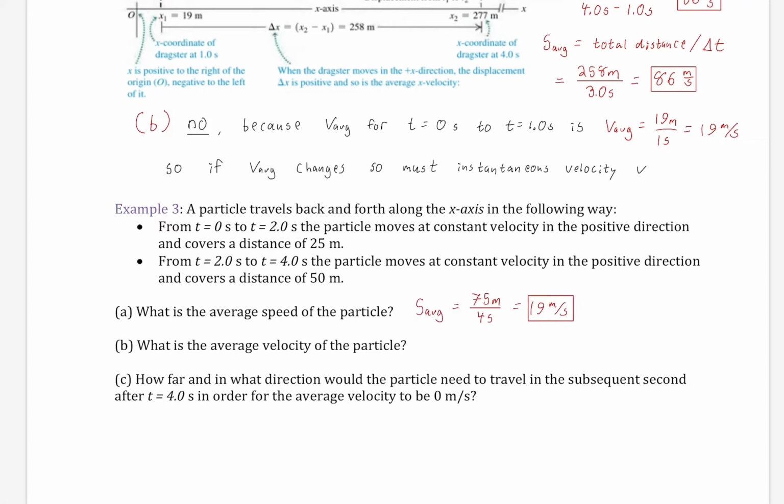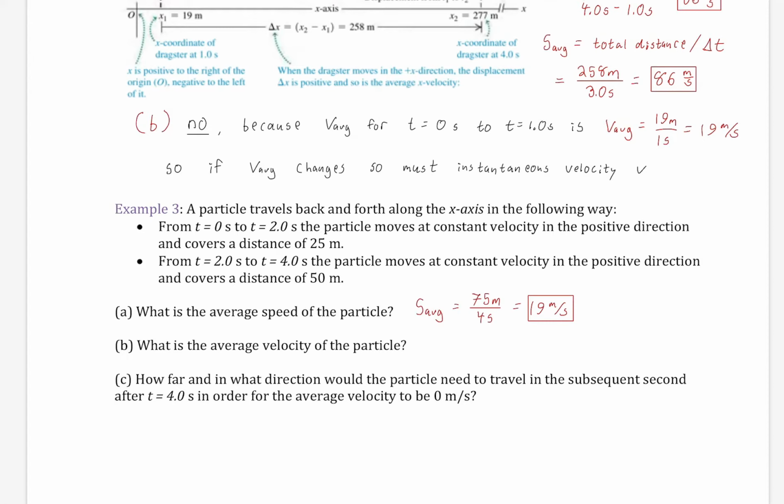All right. So a particle travels back and forth along the x-axis in the following way. From t equals 0 to t equals 2 seconds, the particle moves at constant velocity in the positive direction and covers a distance of 25 meters. And then from 2 to 4, it continues to move in the positive direction and covers a distance of 50 meters. Okay, a greater distance in those next 2 seconds. What is the average speed?